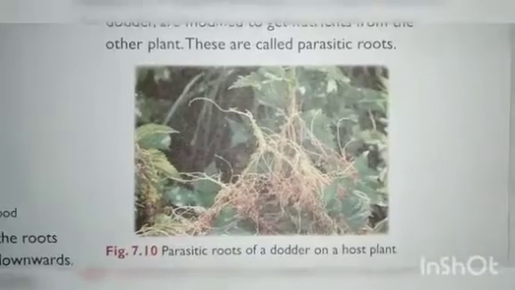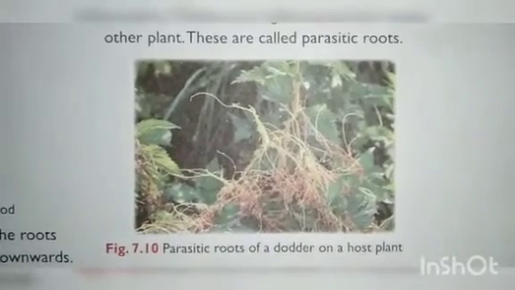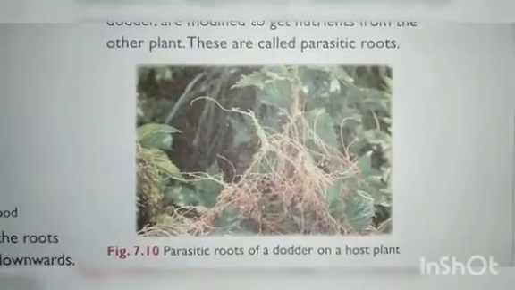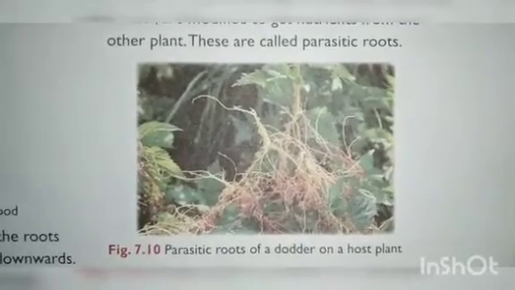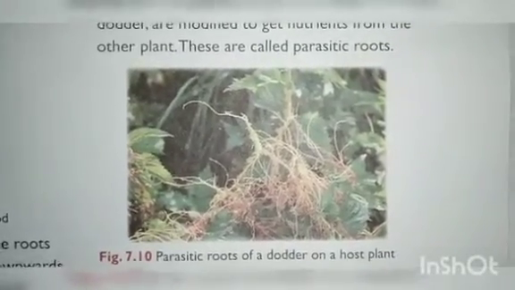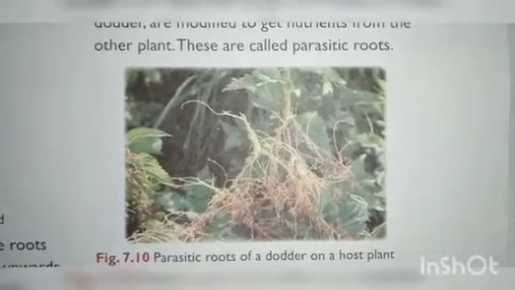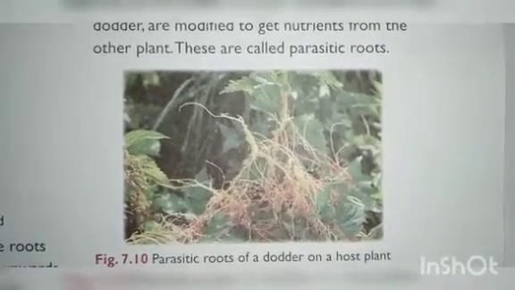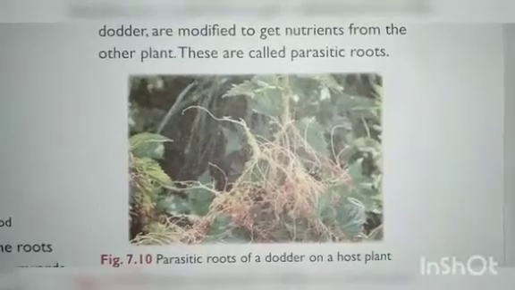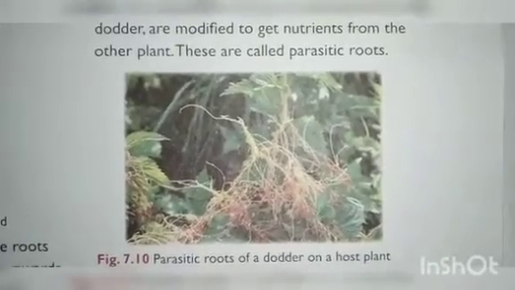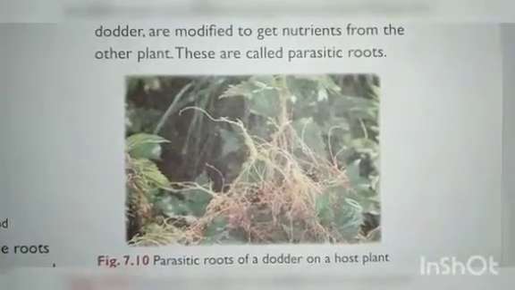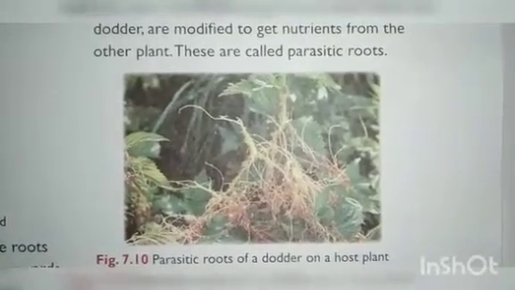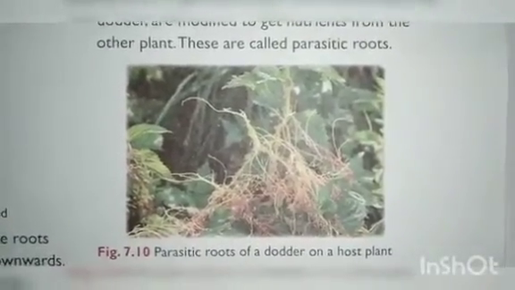Students, what have we learned now? The parts of the plant: the root system and the shoot system. Coming to the root system, we have learnt about two types: the taproot system and the fibrous root system. We have also learnt the functions of the roots and the modifications of roots till now. I hope all of you have understood.